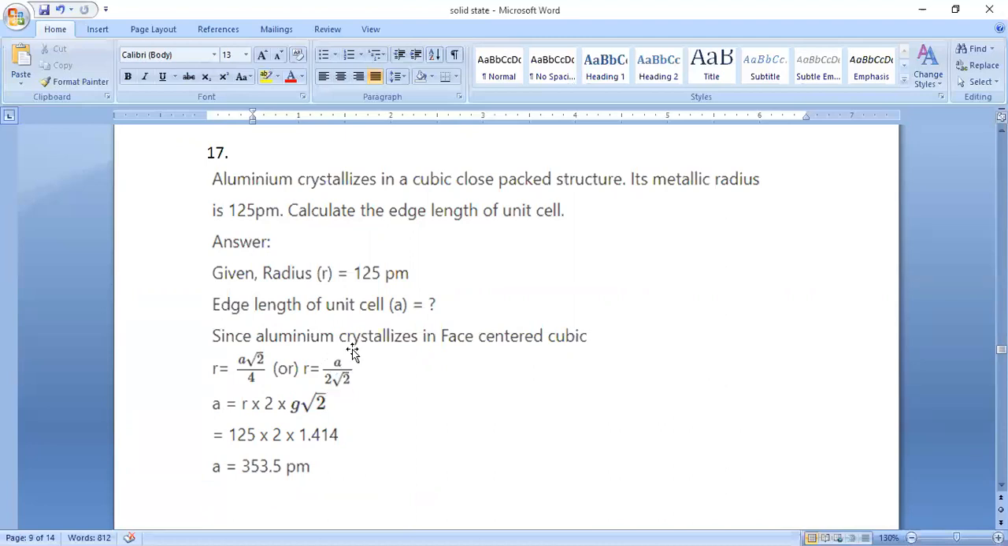So a is equal to, this 2 into root 2 moves to the other side, so a is equal to r into 2 into root 2. The g will not come in this step. The r value is 125 into 2 into root 2, where the root 2 value is 1.414. Multiplying everything, we get a, that is the edge length, equal to 353.5 pm.